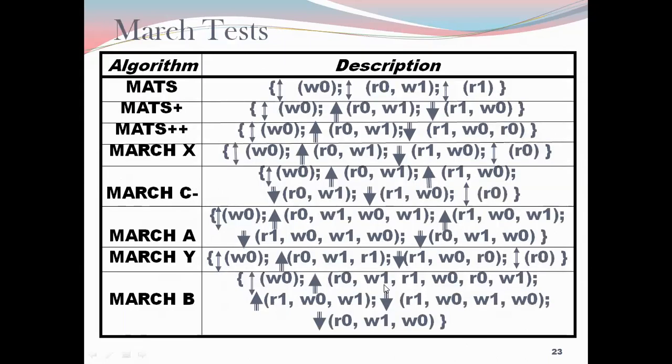So based on this, I'm just going to wind up. We are left with address decoding faults and I think neighbor sensitive pattern faults. We'll talk about them in the next video.